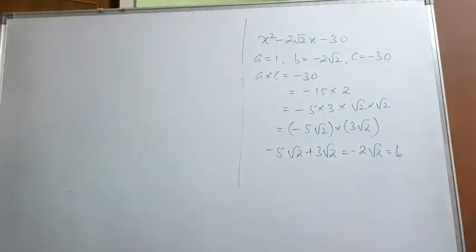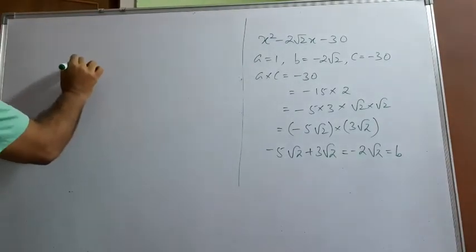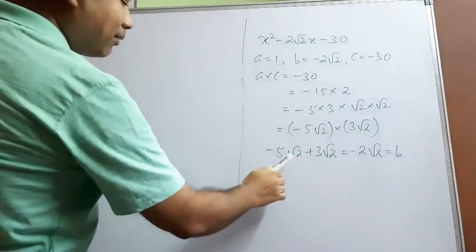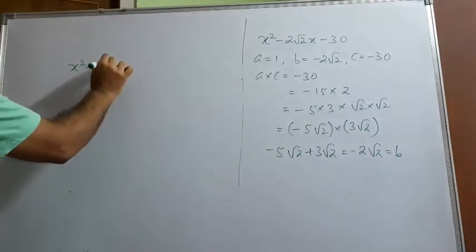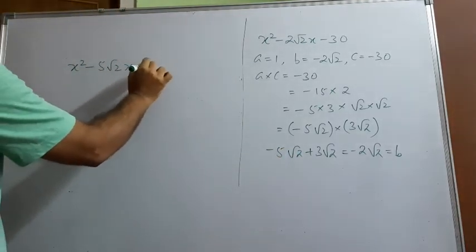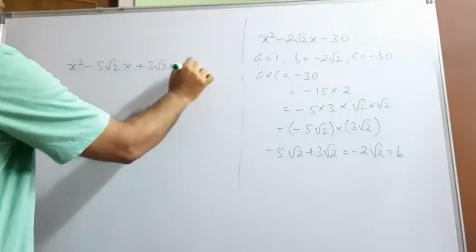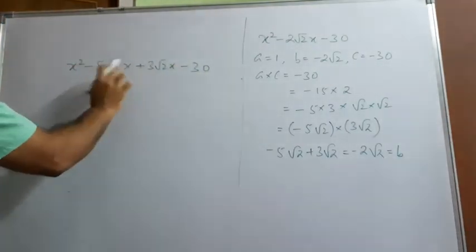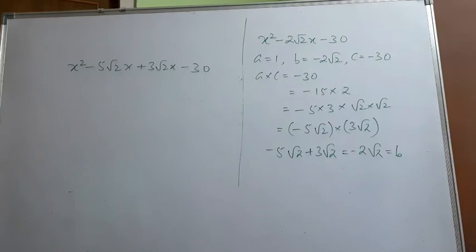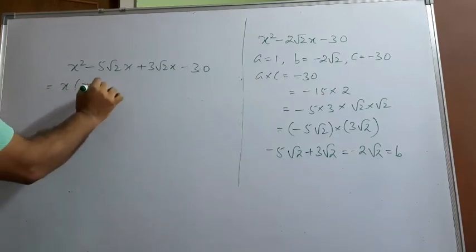So x square minus 2 root over 2 x is minus 5 root over 2 x and plus 3 root over 2 x minus 30. Two positive and two negative. Immediately count it. What is the common factor in these two? x is the only common thing.